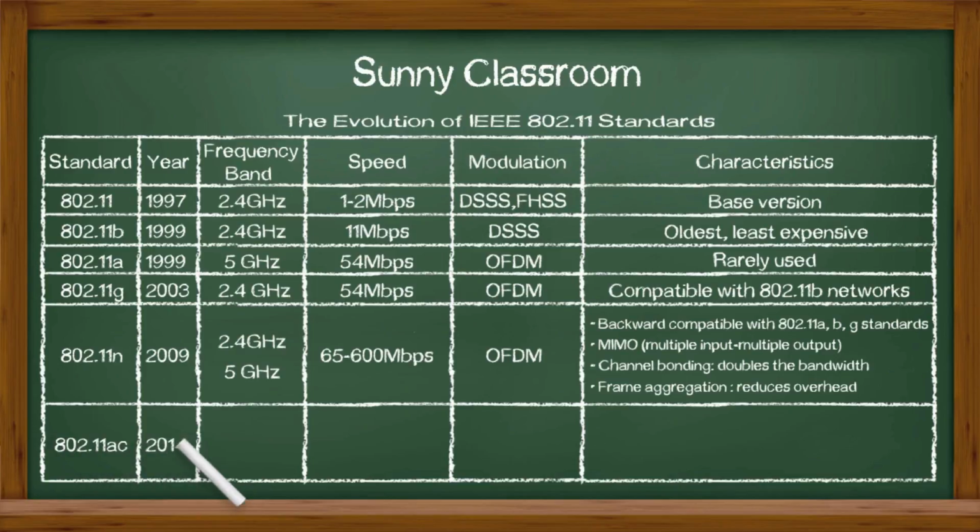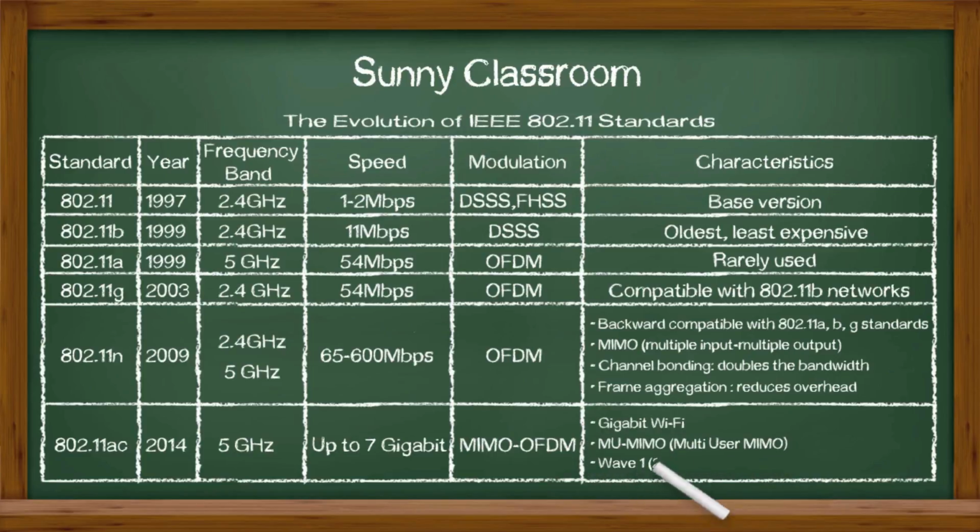802.11ac was released in 2014. It uses a 5 GHz frequency band. Its speed is potentially up to 7 gigabits per second. Well, just in theory, it's safe to say its speed is about 1 gigabit per second. MIMO OFDM is a new modulation method. Wave 1 is older early version, and Wave 2 is a newer version.